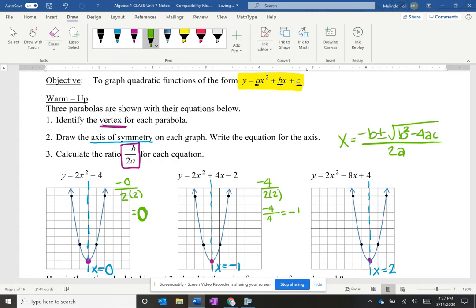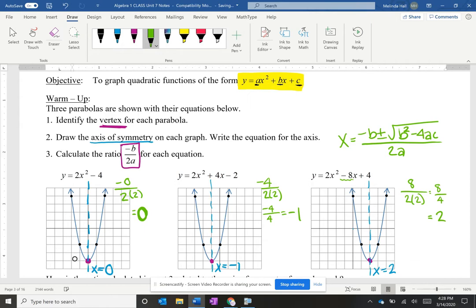And then with this last one, -b/2a, we would have -8 as our b, which is +8 for -b, because remember, you just switch the sign. And then 2 times a, which is 2. So that would give me 8 divided by 4, which is 2.